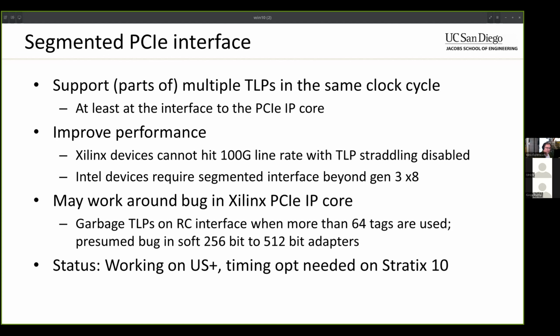So after working on this for basically 2 weeks and writing a new segmented FIFO module which can handle multiple segments on the input, multiple segments on the output, new mux and demux modules, and rewriting all of the shims for Xilinx and Intel devices, I now have it working on UltraScale Plus, but I need to do some more timing optimization to get it to work on a Stratix 10.